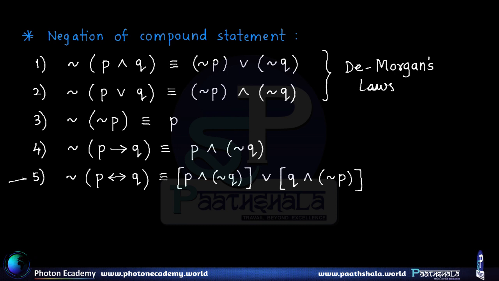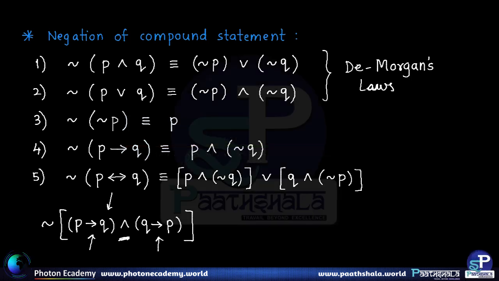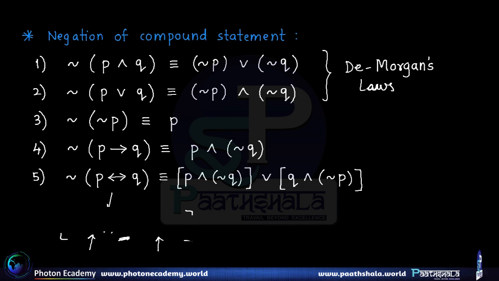And lastly, when we want to take the negation of a double implication or a biconditional, we know that basically a biconditional is nothing but P implies Q and Q implies P. So we have to take the negation of this particular statement, and to take the negation of a conjunction, we know that we have to negate the individual statements and replace the AND with OR. So therefore we write the respective negations, and that is the answer. Now all of these negations can be easily proved with the help of truth tables.